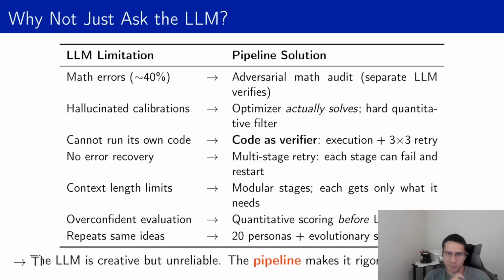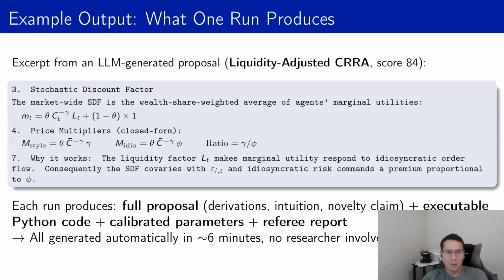The LLM doesn't know what the optimizer is, and different LLMs just do different stages. It cannot run its own code, so code as verifier, no error recovery, so this is just multi-stage. Context length limits are, of course, going to be avoided by the modular stages. And then the overconfident evaluation is going to be handled by quantitative scoring before the large language model referees. And in order to avoid repeated ideas, the 20 personas potentially combined, plus an evolutionary stage. Yep. So this is going to help all of the models, usual caveats.